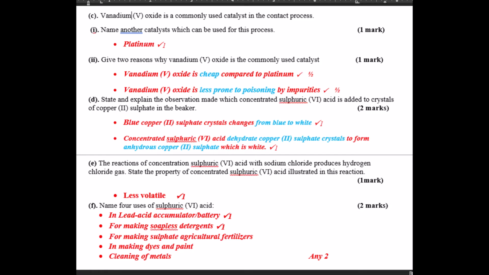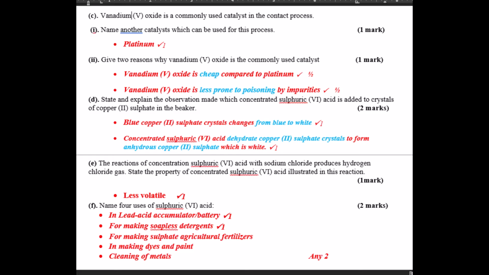The observation that will be made if you pour a few drops of concentrated sulfuric acid onto blue copper(II) sulfate crystals is that the crystals will simply change from blue to white. The reason for that is that concentrated sulfuric acid has very good dehydrating property. So it will dehydrate the blue copper(II) sulfate from blue to white by absorbing water.